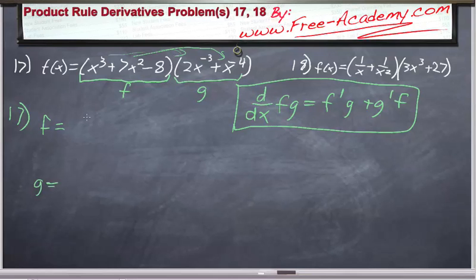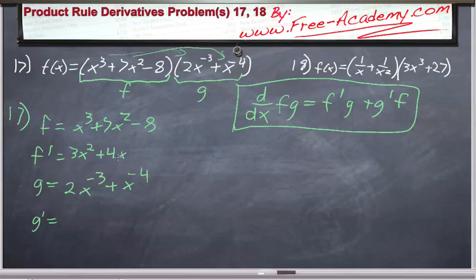So since we've picked f to be equal to x to the third plus 7x squared minus 8, and g is equal to 2x to the minus third plus x to the minus fourth, to do our product rule, we're still going to need f prime and g prime. The derivative of f is very easy. It's just going to be using the power rule that we've learned in previous lectures. It'll be equal to 3x squared plus 14x.